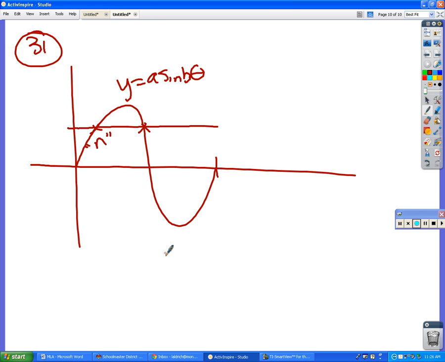Yeah. Okay. So what they're asking you now to figure out is, let's say we're extending this line and extending this graph. So now I'm going to have another solution right there. How is this solution going to compare to my original one?